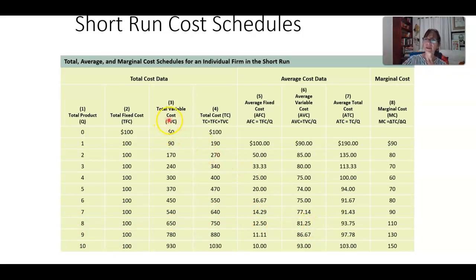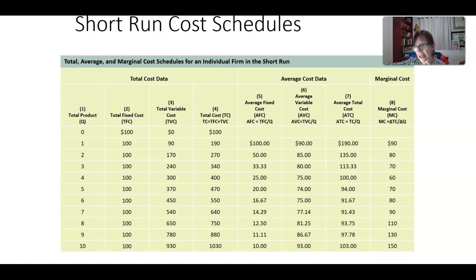Now, I think I've been maybe misspeaking a little bit. I've been saying average variable cost. Column 3 is your total variable cost. You're going to take this total variable cost divided by your output, and that's going to give you your average variable cost over here in column 6. Okay, so note that this data decreases, decreases, decreases. It bottoms out here, and then it starts to increase.